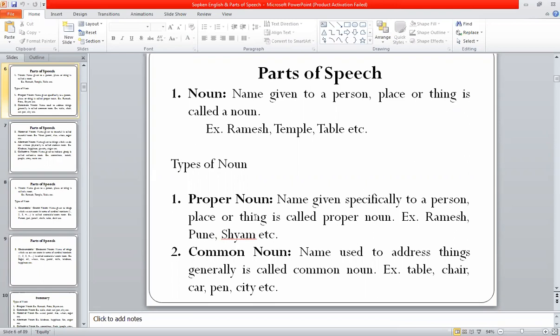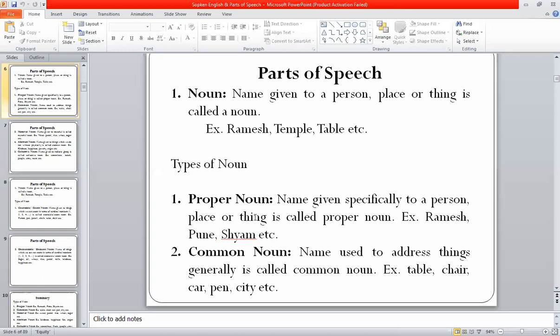Examples of proper nouns are Ramesh, Pune, Sham, Taj Mahal, Red Fort, Eiffel Tower. These are called proper nouns. We use them for knowing anything specifically. So that is why they are called proper nouns.